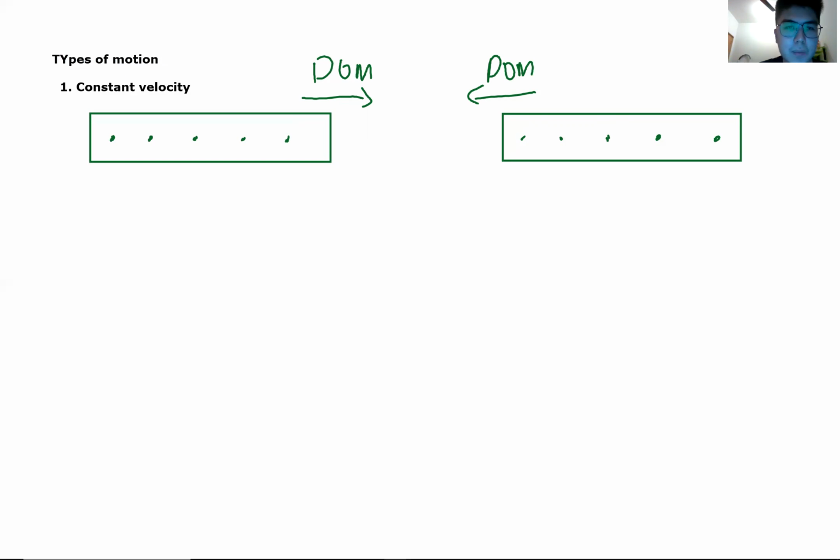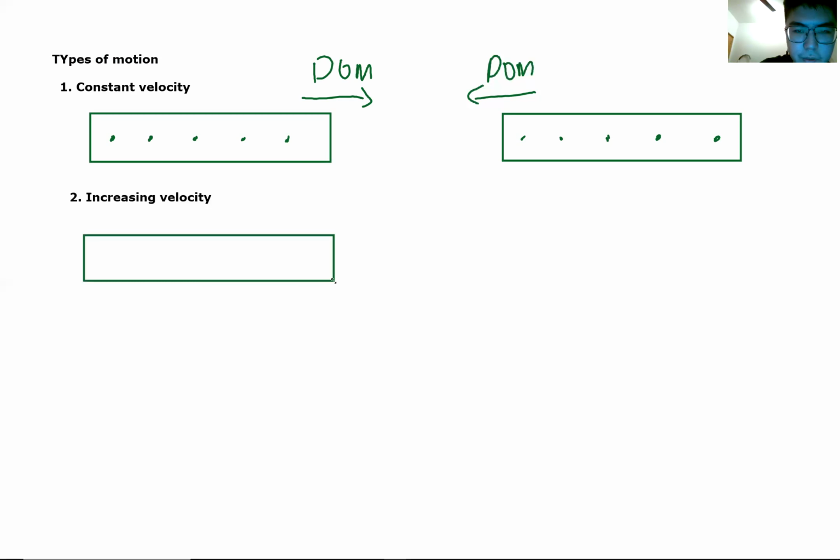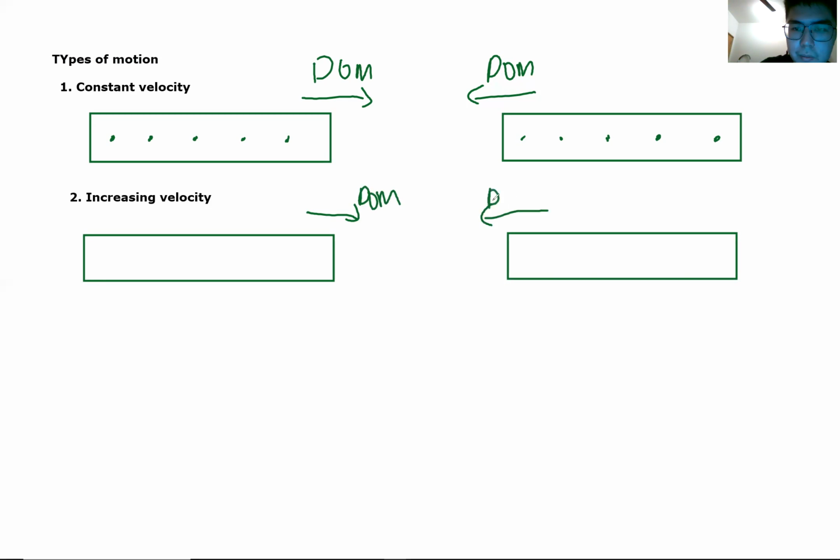Okay, now the second type is when we have increasing velocity. How does it look like? Increasing velocity. So let's draw it out. Okay, this is the first ticker tape. Direction of motion. Direction of motion.